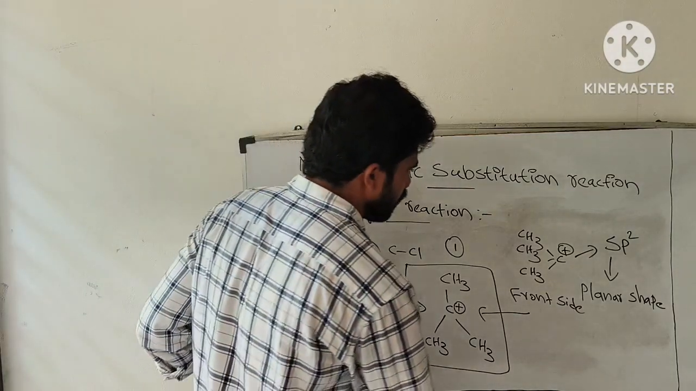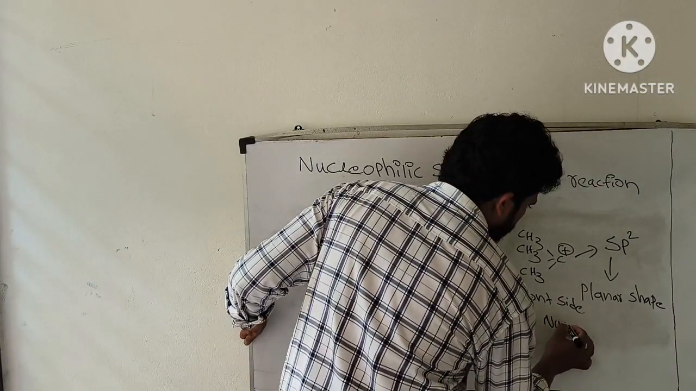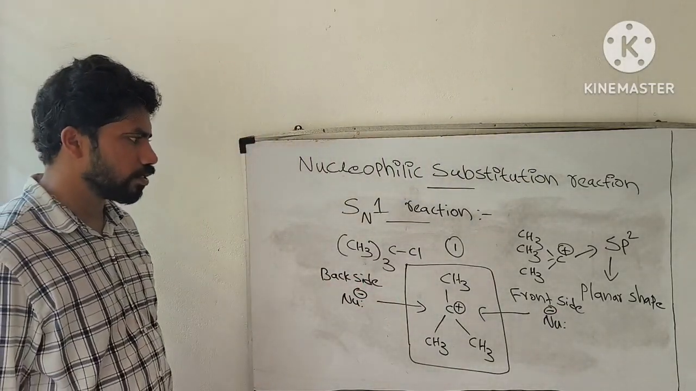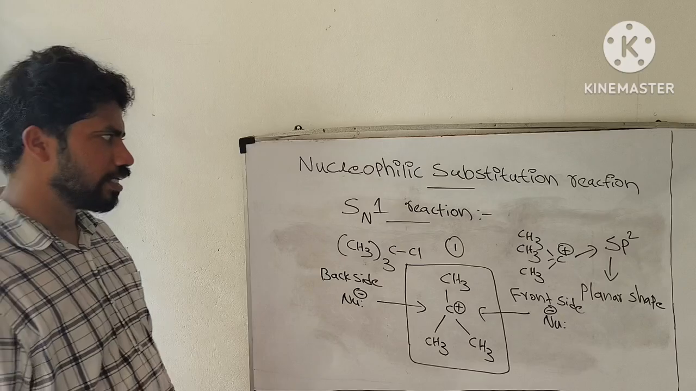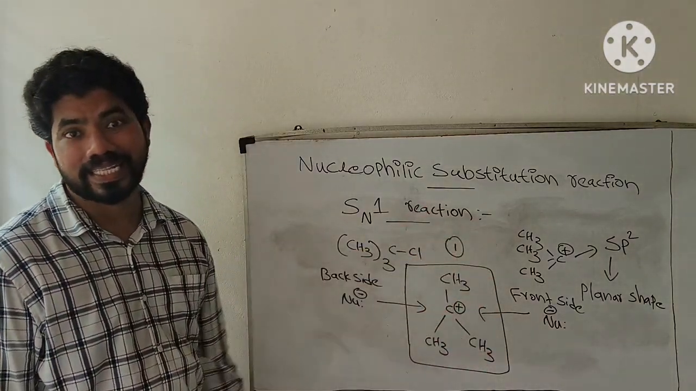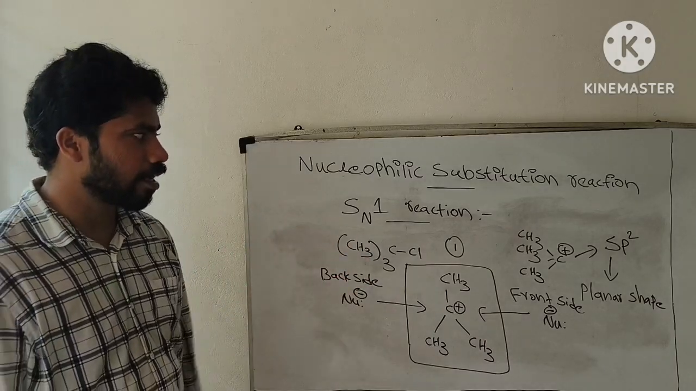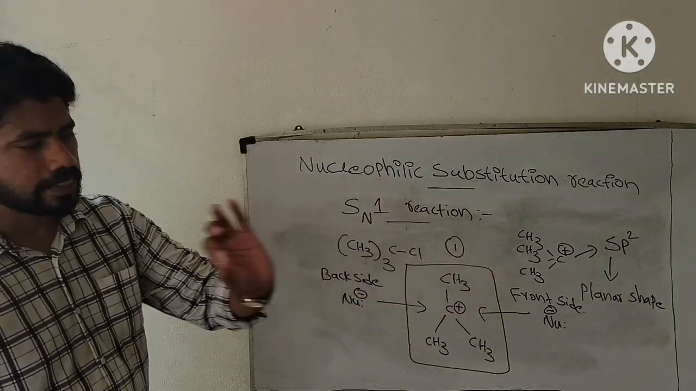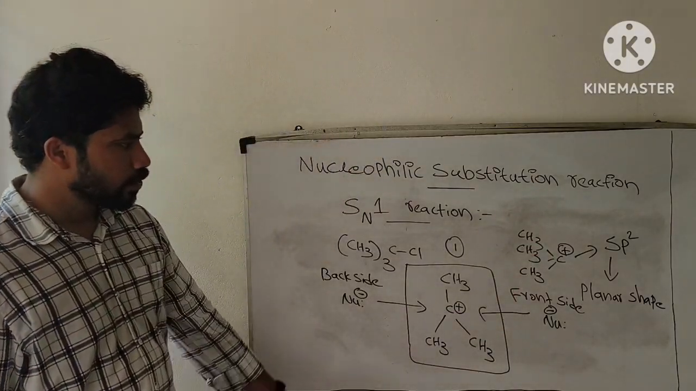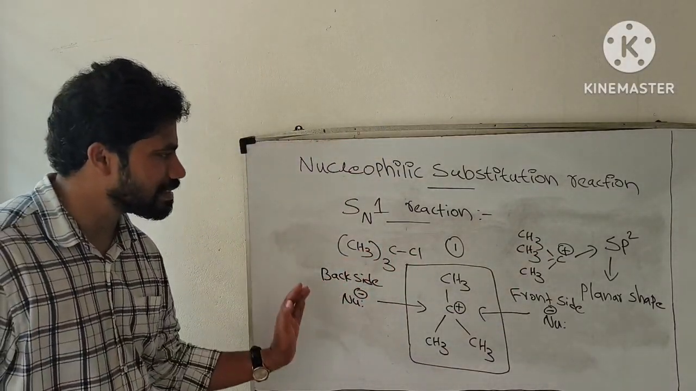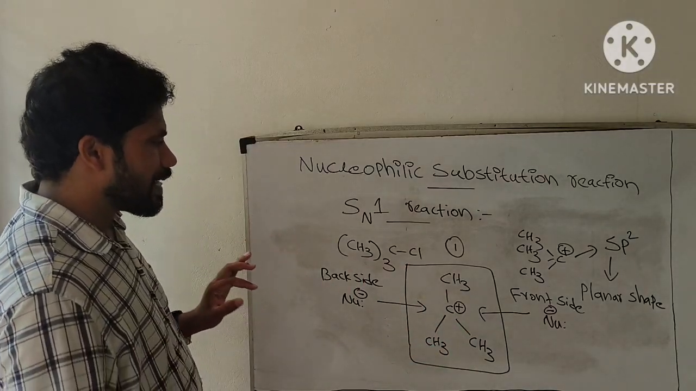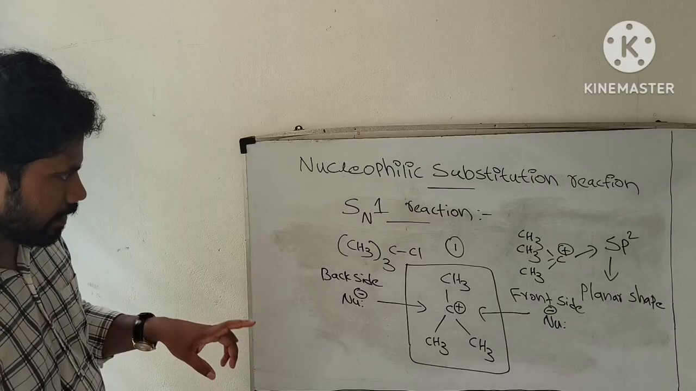This can also happen, and the nucleophile can also approach the carbocation, tertiary butyl carbocation or secondary isopropyl carbocation or primary ethyl carbocation or simply methyl carbocation. Any carbocation, it doesn't matter, because of the planar shape and sp2 hybridization, the nucleophile can attack from the back side or the front side. Okay, so the stereochemistry explains there are two chances.